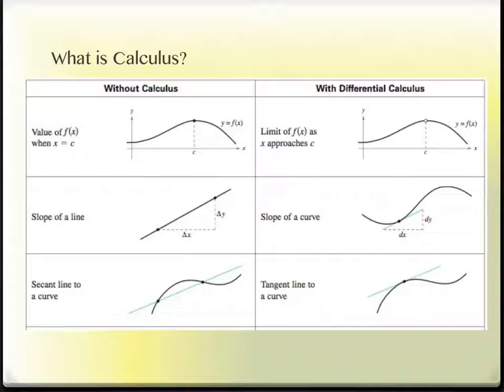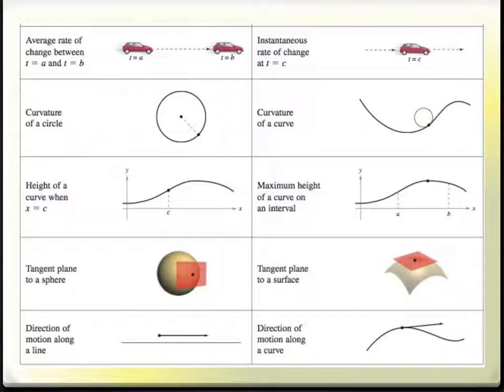On the left, you can find the value of a point on the curve, but on the right, you can find the limit, what it gets really close to. Sometimes those are the same thing and sometimes they're not. On the left, you can find a slope of a line with pre-calculus. On the right, you can find the slope of a curve, how a curve is changing. With pre-calculus, you can find secant lines, and with calculus, you can find tangent lines, as we mentioned.